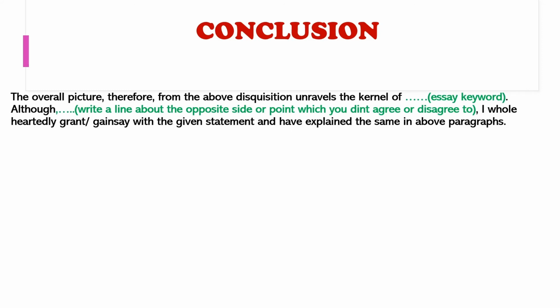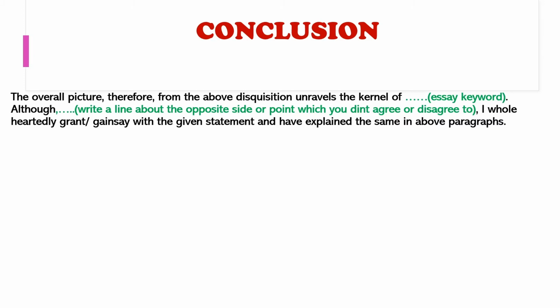Next is our conclusion. So our conclusion, you have to write 2 lines. Okay, so start with the phrase to conclude, or in a nutshell, the overall picture, whatever it is, and then write 1 line about the disagreement side or the agreement side. So 1 line about the opposite side, which you have not written in your essay. So if you have written that art should be taken in school, then just write 1 line that although there are reasons to avoid learning art in school, just 1 line about the opposite side.